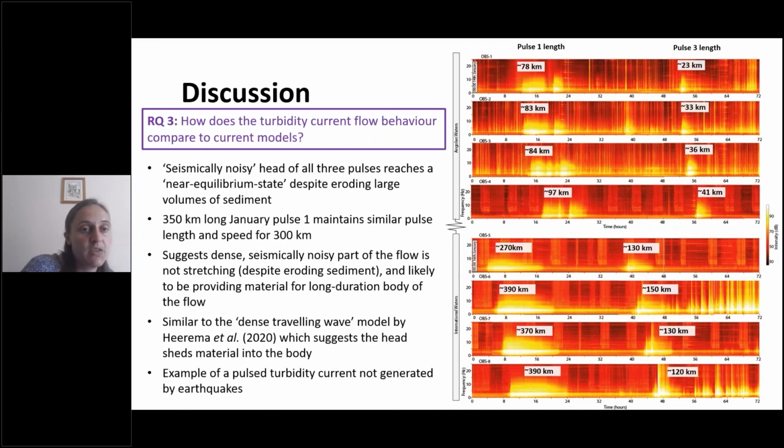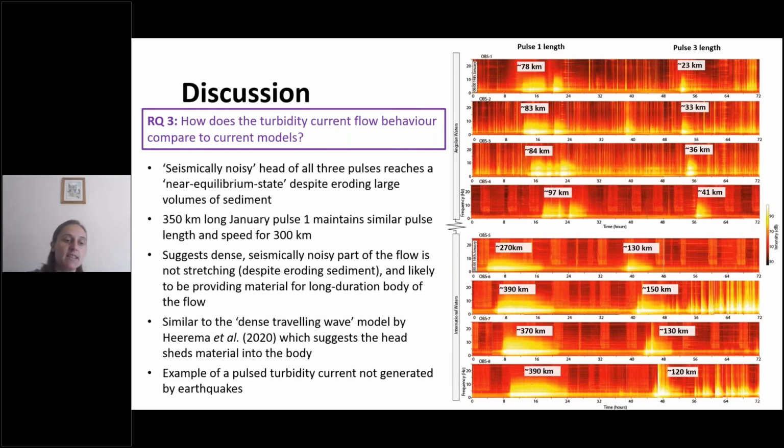And then our final research question, how does the turbidity current flow behaviour compare to current models? What's really interesting, and Pete's already alluded to this, is that the seismically noisy head of all 3 pulses that we recorded going through the system for the canyon flushing flows appeared to reach a near equilibrium state, both in terms of the pulse duration and also the flow velocity staying relatively similar and only decelerating slightly from 800 to 1,100 kilometers. So this suggests that the dense, seismically noisy part of the flow is not actually stretching, despite eroding huge volumes of sediment, which Sean will present more of in the next talk.